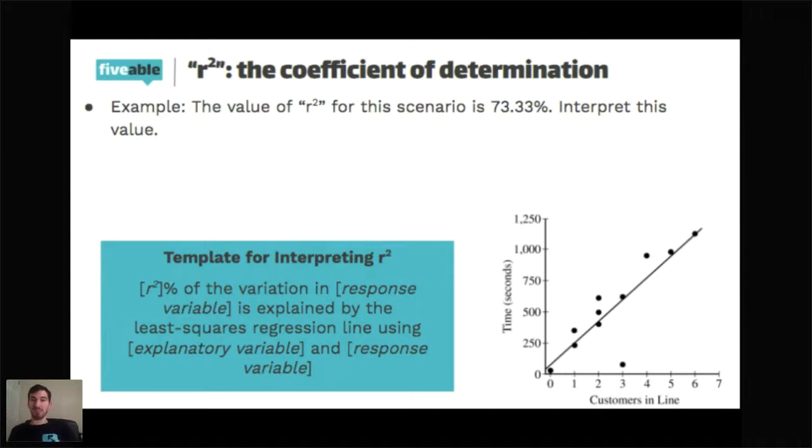So just like you said, when we're using customers to predict how long it's going to take, we're typically off by about 200 seconds. This is saying, if all I tell you is the number of customers that are in line, 73% of the time it takes is explained just by knowing that. And the other 27%-ish is explained by other variables that weren't included here, like how many items they had, or time of day, or how chatty they were with the checkout person.